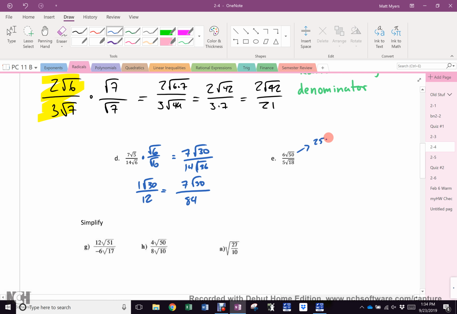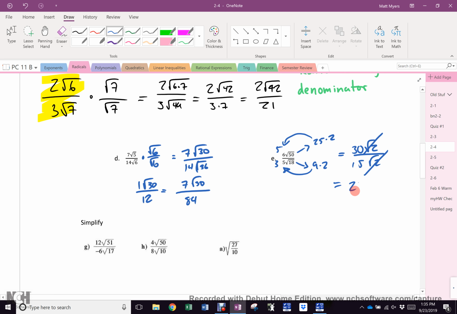What are you going to do with that 50? I would use 25 and 2. What are you going to do with that 18? 9 and 2. And now my expression becomes what's coming out of there, what's already there. So what do I got? 30 root 2 over what's coming out of there? 3. 15 root 2. Root 2 over root 2, what do we get to do? Cancel. 30 over 15, what do we get? 2. Done.